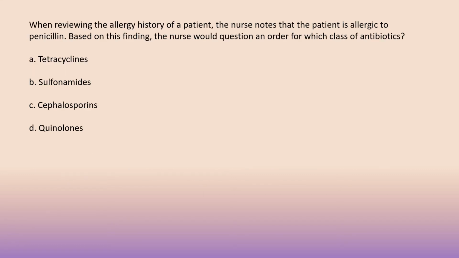When reviewing the allergy history of a patient, the nurse notes that the patient is allergic to penicillin. Based on this finding, the nurse would question an order for which class of antibiotics? A. Tetracyclines. B. Sulfonamides. C. Cephalosporins. D. Quinolones.